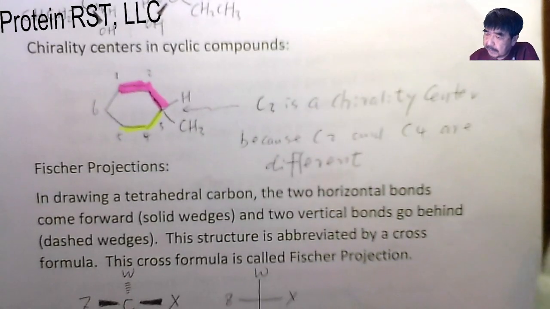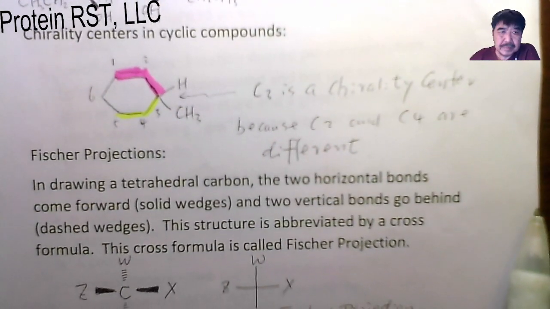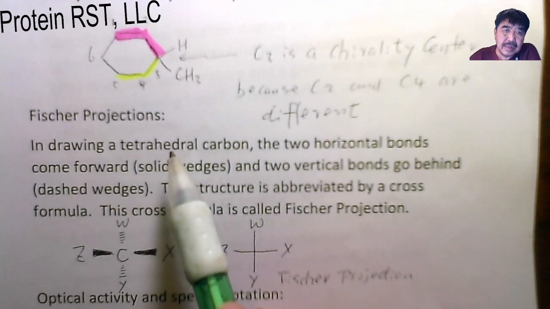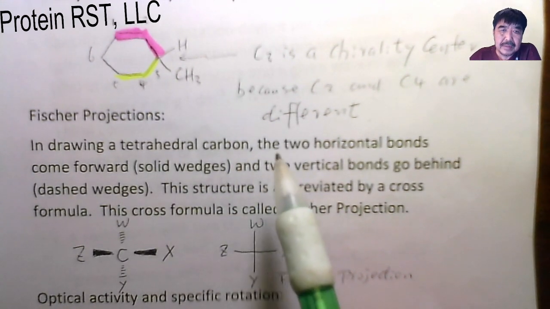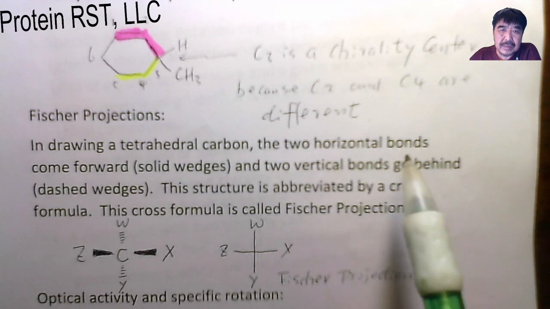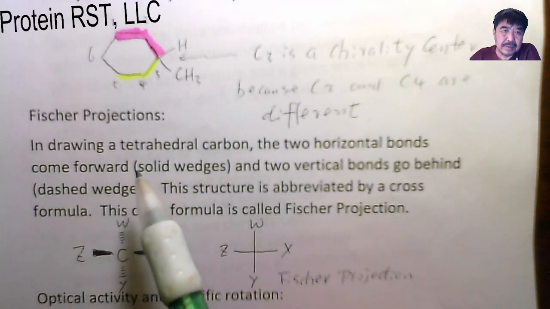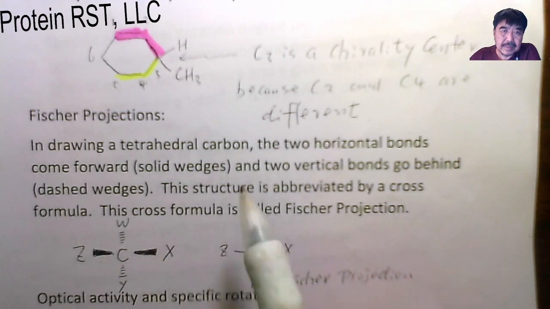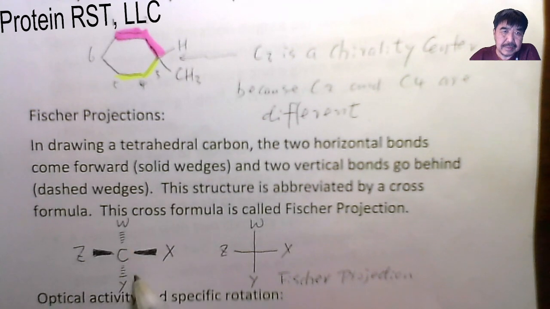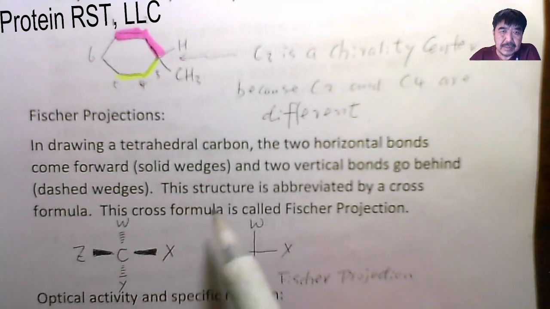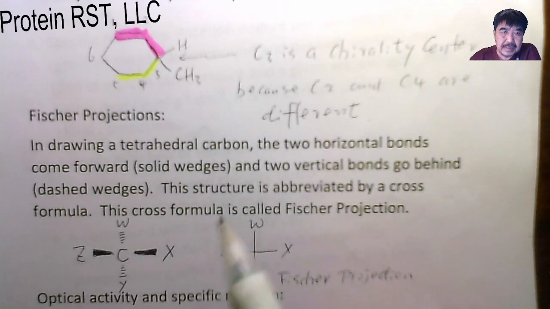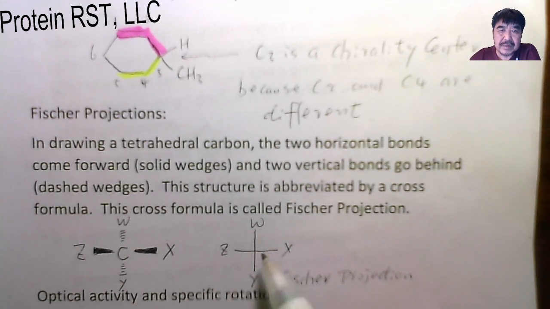Let's take a look at the Fischer projection. In drawing a tetrahedral carbon, the two horizontal bonds come forward, the solid wedges, and the two vertical bonds go behind, the dashed wedges. This structure is abbreviated by a cross formula. This cross formula is called a Fischer projection.